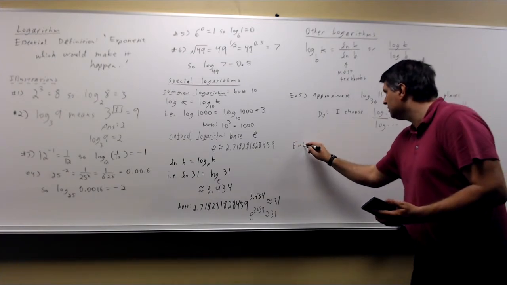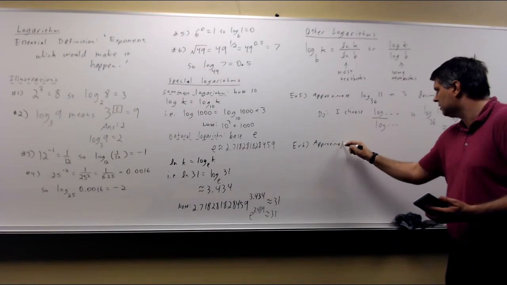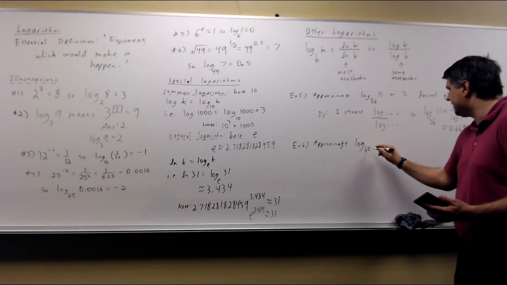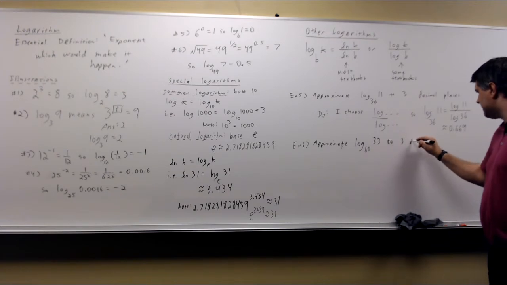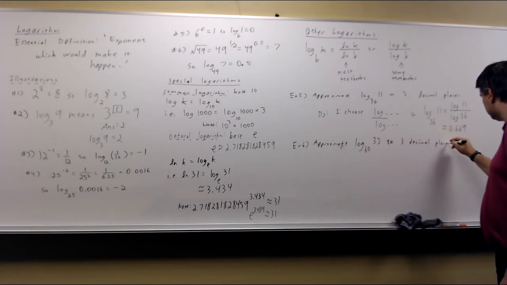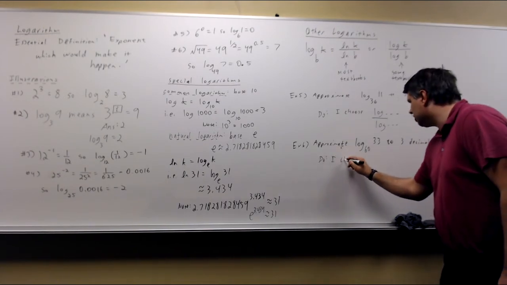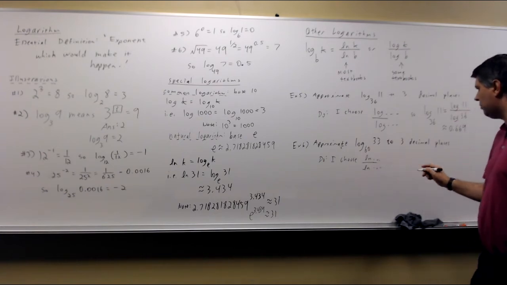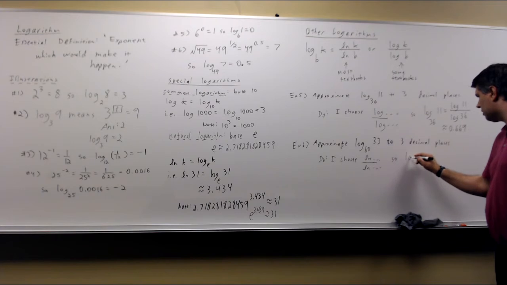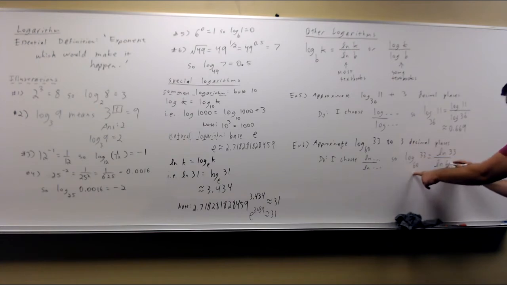Example 6. Approximate log base 60 of 33 to 3 decimal places. All right, so do I choose ln over ln? And you don't need to write that out. I'm just illustrating what I'm going to be doing. So, log base 60 of 33 is the natural log over the natural log. I want the log of 33. The base I want to use is 60.